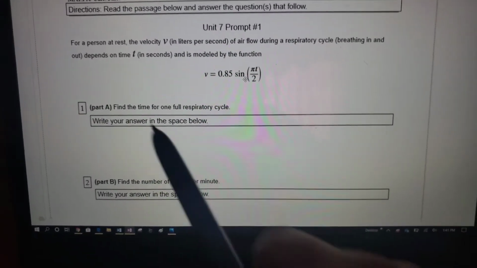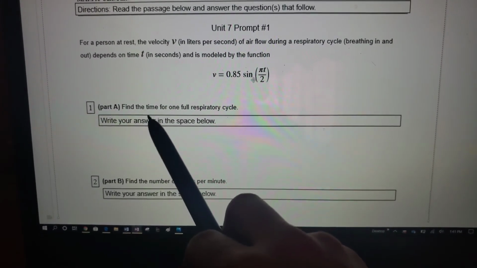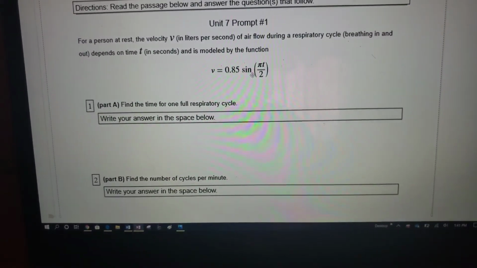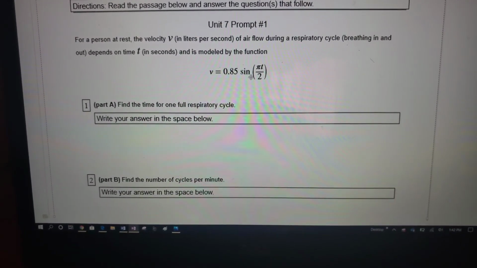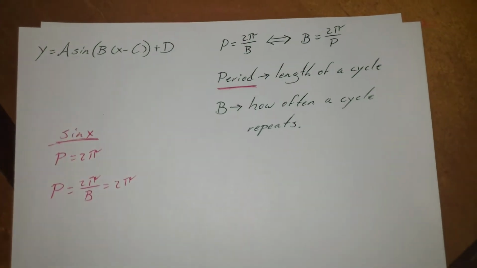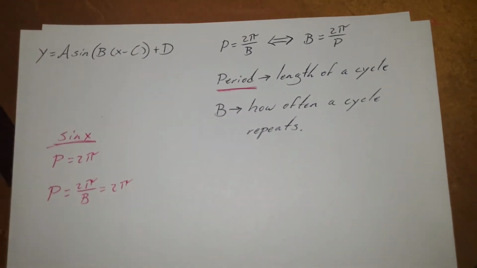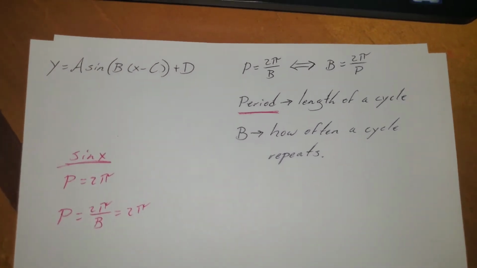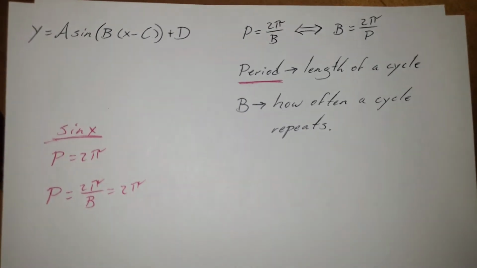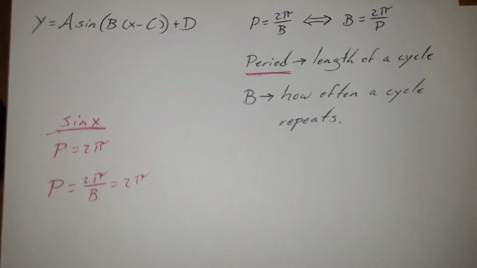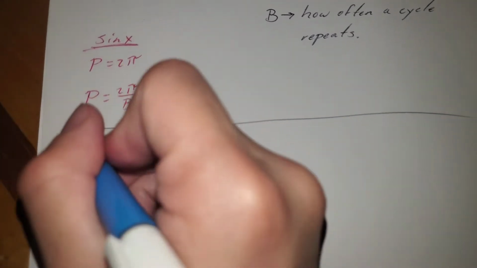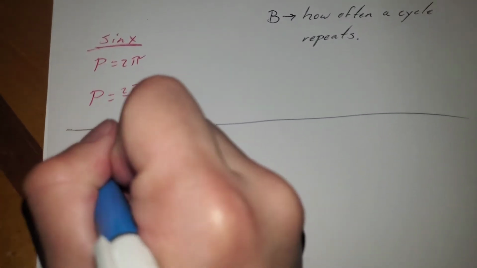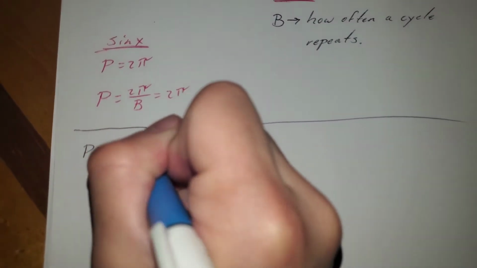Now check the question. The first question is telling us to find the time for one full respiratory cycle. Find the length of a cycle, pretty much. That's what it's asking us for. And the length of a cycle, check over here, that's the period. When it's asking us for the length of one cycle, that's the period. What's the length of a cycle? So the function again, the one on the problem, let's make a line here. This is going to be part A of problem 1.